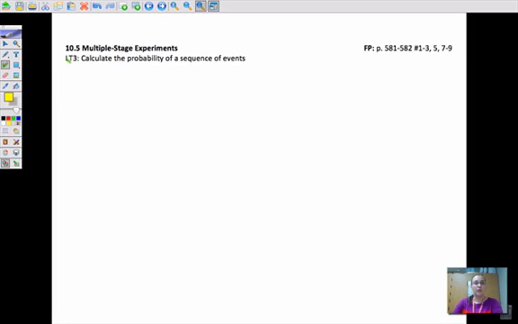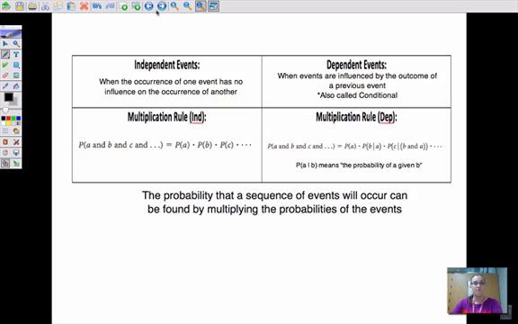In this video, you're going to learn about our next learning target, which is calculating the probability of a sequence of events. So this means you're going to calculate the probability of something given something else. Okay, so first we need to think about independent events versus dependent events.